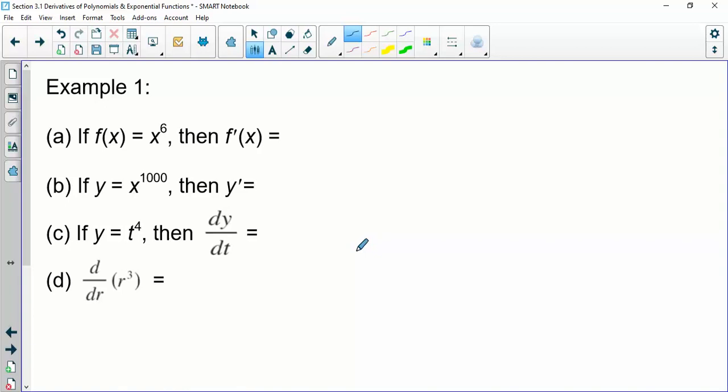So my function is x to the 6th. So what is f prime of x? Exponent comes down, keep your x, subtract 1 from the power. So the derivative is 6x to the 5th. Alright, if you have x to the 1000th power, what is the derivative? 1000x to the 999.